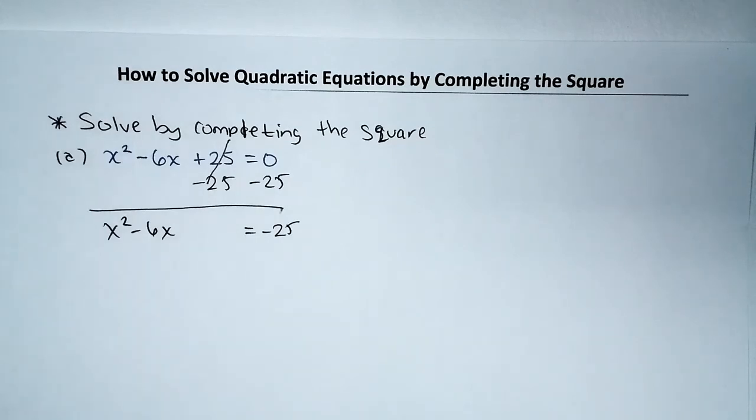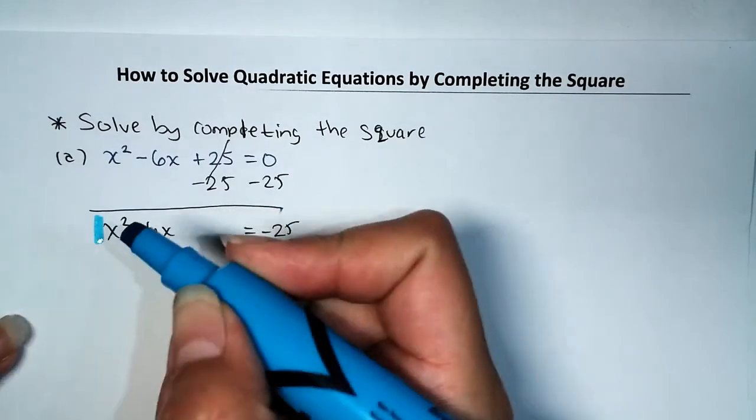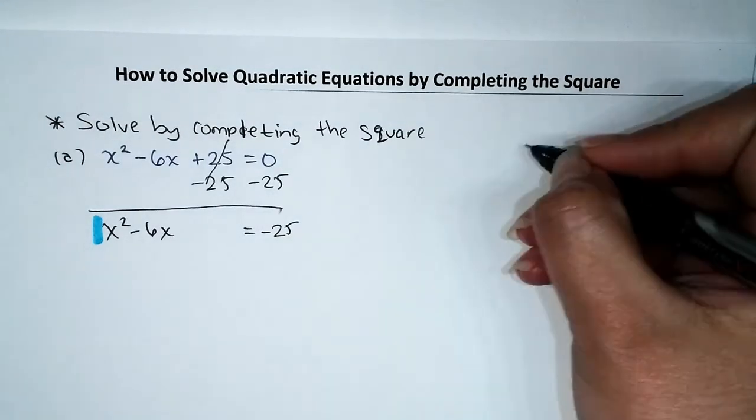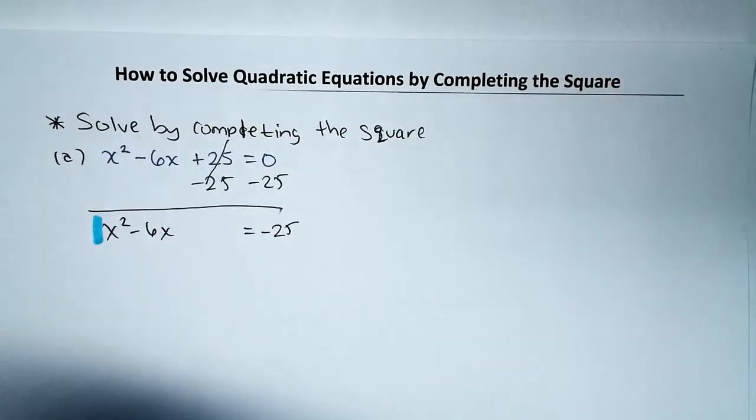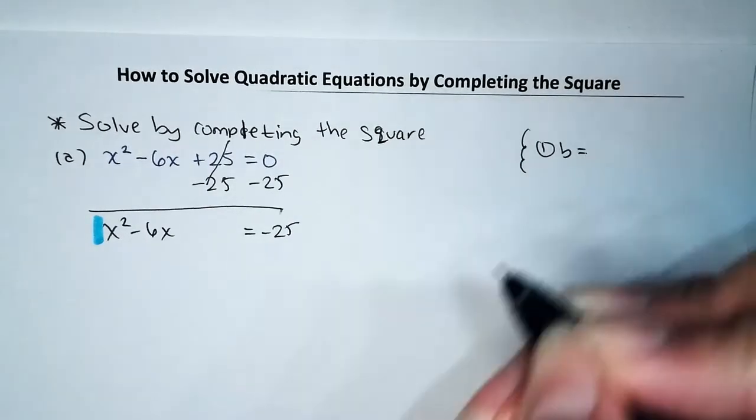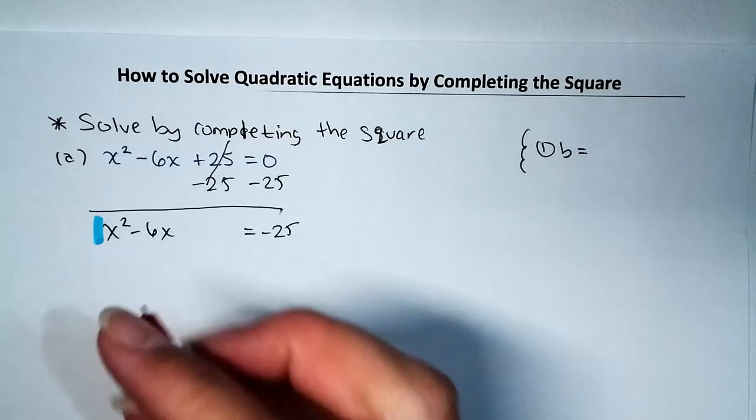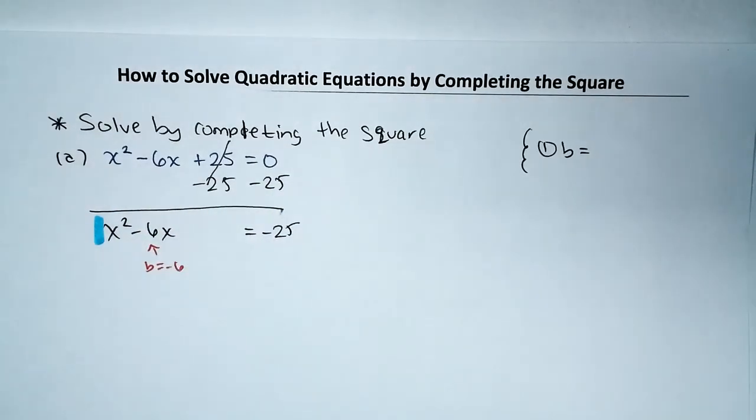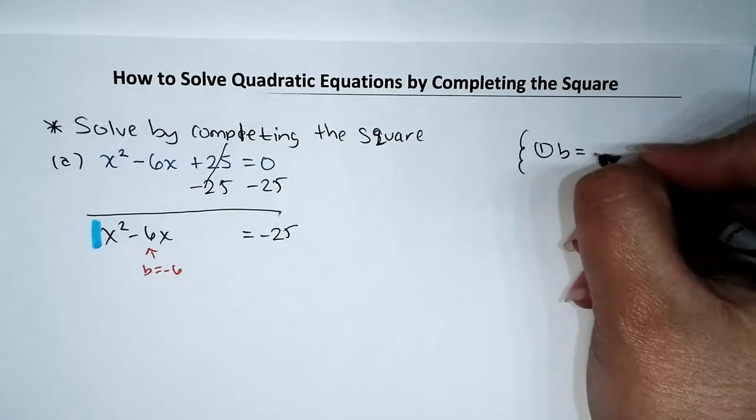Fantastic. So to solve a quadratic equation by completing the square, one, isolate the constant term. Done. Two, make sure that the leading coefficient is 1. I'm going to highlight that literally. Okay, it is. Three, now we have the green light to complete the square. So I'm going to do it in a thinking area. So one, we are going to identify the value of b. So b is the coefficient of the x term. The value of b is negative 6.